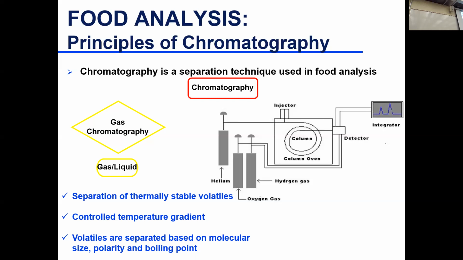So separation is based on thermal stability of the volatiles. You don't want them to be non-stable. You don't want them to degrade. If they are of a low thermal stability, that means they degrade before they get detected. So they have to be thermally stable. They have to be volatilized at particular temperature. And they are separated based on size, polarity, and boiling point, which is the point at which they get into the gaseous state. So this is gas chromatography in 5 minutes, but you'll get 2 lectures from Gary on gas chromatography, and we'll continue on Wednesday.